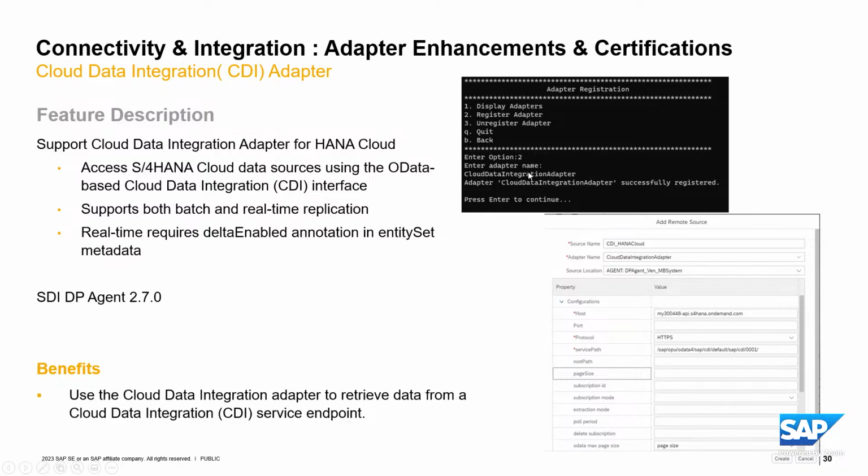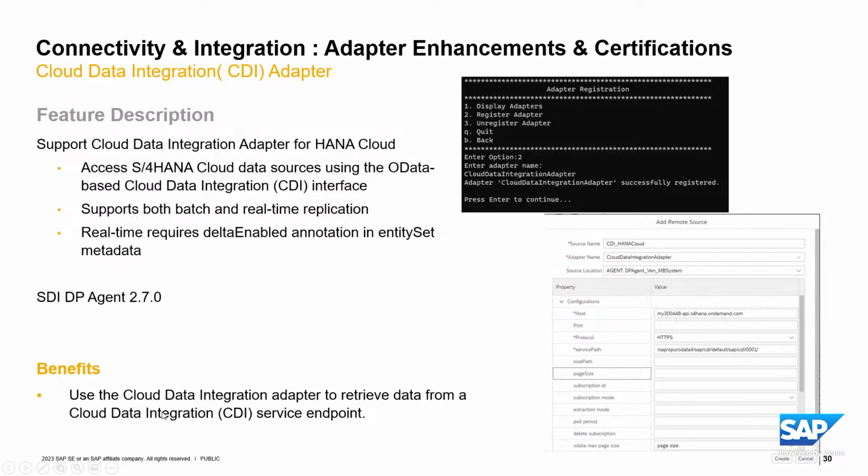You register the CDI adapter with the HANA Cloud instance, and then you specify the CDI host and the service endpoint to connect to the CDI adapter. It supports both batch and real-time replication. In order to use real-time replication, the Delta enabled annotation needs to be set on the entity metadata. For the CDI views, those need to be Delta enabled, and that needs to be set in the entity set metadata.